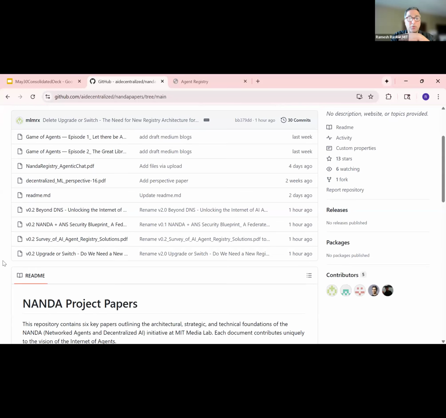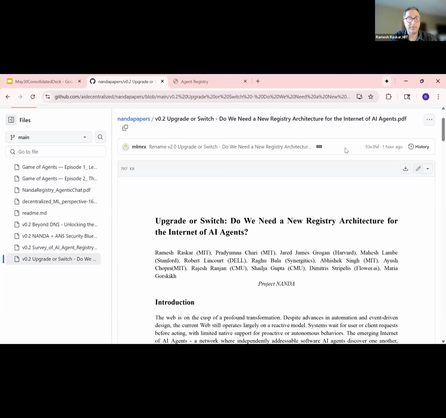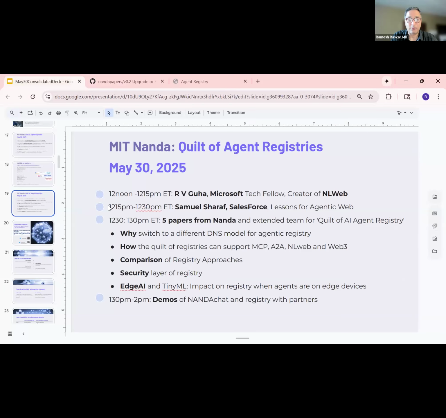So we're going to go through each of these papers today in about 12 minutes at a very rapid pace. So feel free to look at that. We'll post these links in the chat as well. But I'm going to hand it over to Mahesh and Abhishek to talk about the first paper, which is why do we need to switch to a different DNS model, or do we need to switch to a different DNS model? With that, handing the screen over to Mahesh and Abhishek.